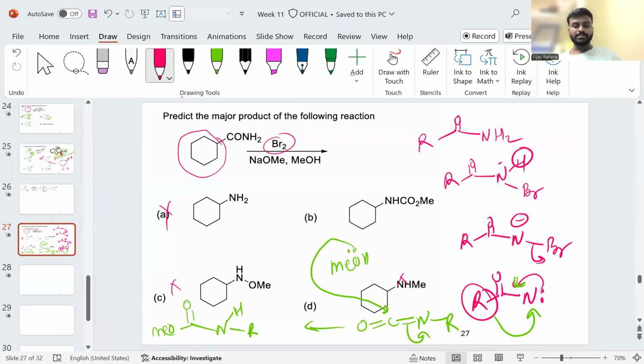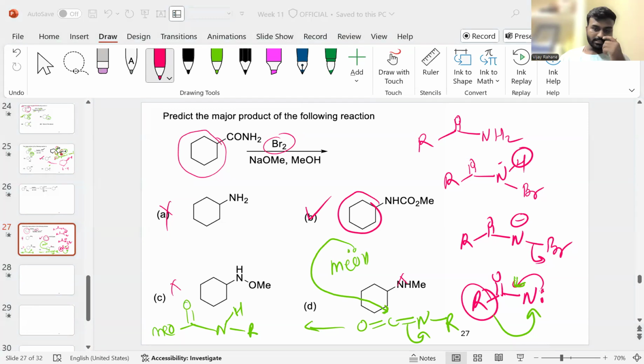Yeah, option B is the correct one. So this is R-NH-C=O, and that's the product formed in this reaction. You should be able to solve this question if you are aware of the Hofmann rearrangement reaction, which has a nitrene intermediate formation. Similarly, there are several reactions with a carbene intermediate, like the Curtius rearrangement reaction, which has the carbene intermediate formation.